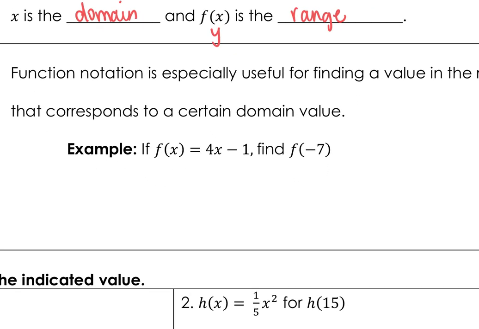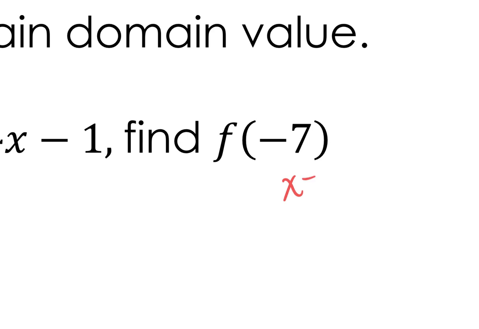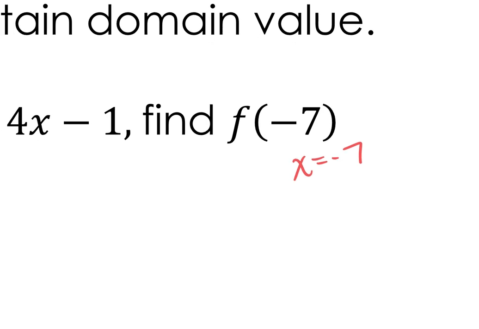So here's our example. If f of x equals 4x minus 1, find f of negative 7. What you need to understand, here's the big picture that you need to get today, is that when you see this notation, whatever value's on the inside of the parentheses, that's your x value. That's what they want you to evaluate the function at. So this x is equal to negative 7. All this notation is asking you is, what's the y value when the x value is negative 7?